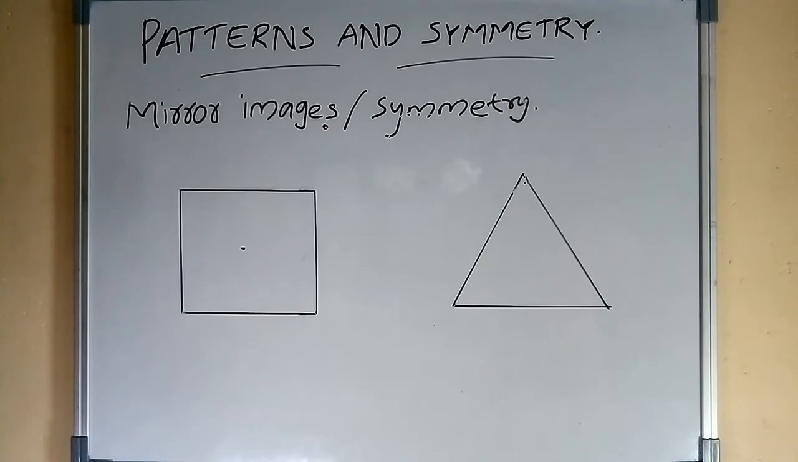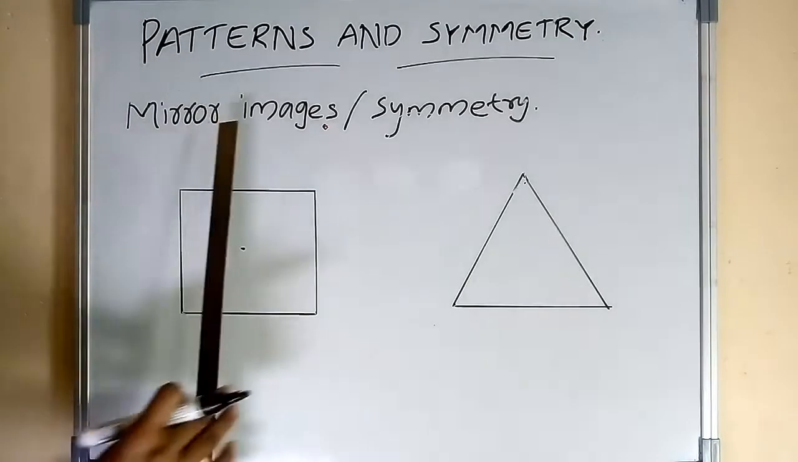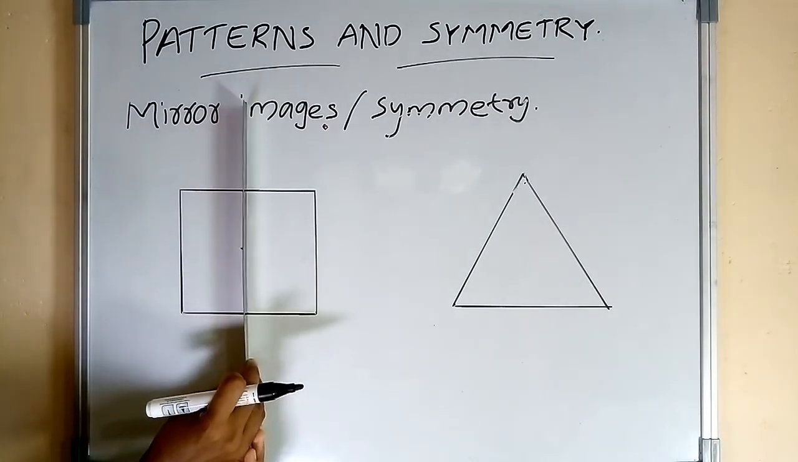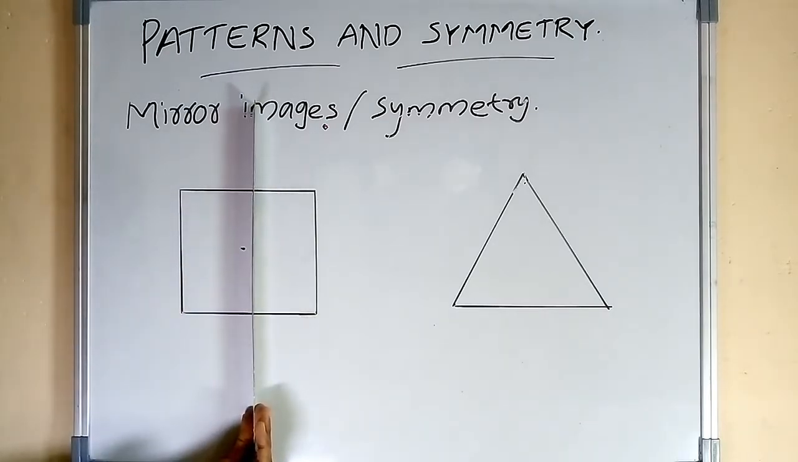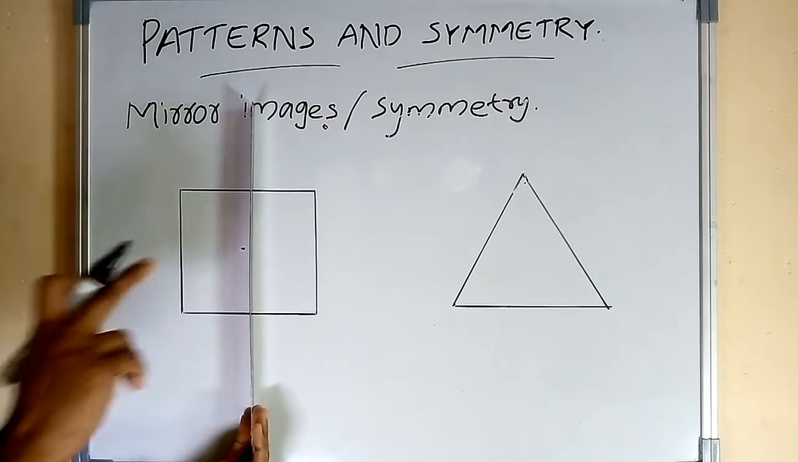Start our fourth chapter. Chapter name is Patterns and Symmetry. First topic is mirror images or symmetry. With the first picture, square, place a mirror strip along the center of the picture and look into that mirror. The other half of the pattern is seen in that mirror.